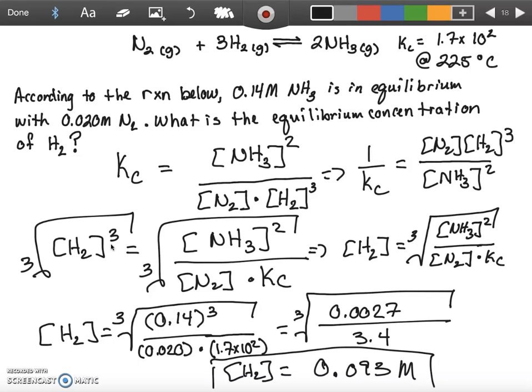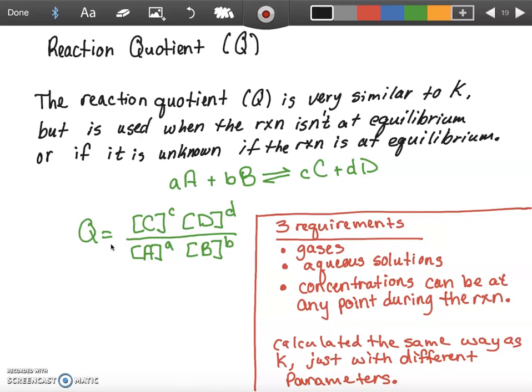Please pause and rewind the video if you need a repeat of that. But for the reaction quotient, I'm not going to go into too many problems about solving the reaction quotient because it is quite literally the same way as K, it's just the parameters are different. The reaction quotient is very similar to K, but it is used when the reaction isn't at equilibrium, or if it is unknown if the reaction is at equilibrium. So you would set it up the same exact way you would a K expression. You would just replace the K with a Q equals.